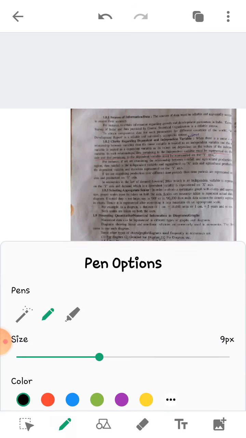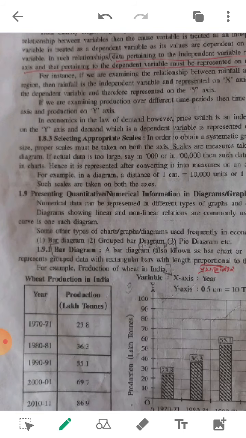For example, in a diagram, a distance of 1 centimeter is equal to 10,000 units, or 1 centimeter is equal to 5 years, and so on. Such scales are taken on both the axes. Now, presenting quantitative numerical information in diagrams and graphs. This is a very important point that you have to study well.